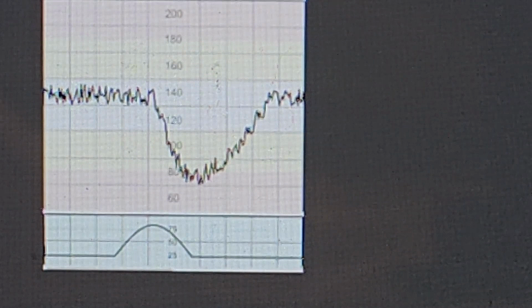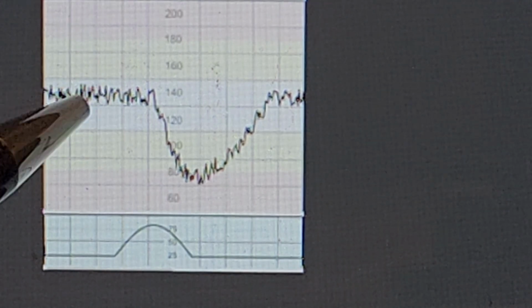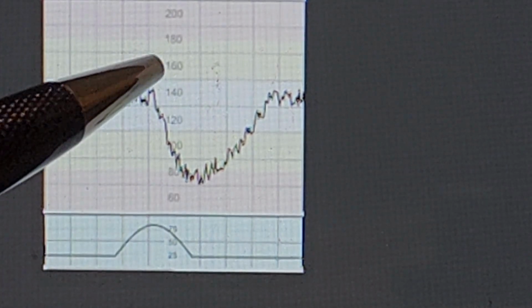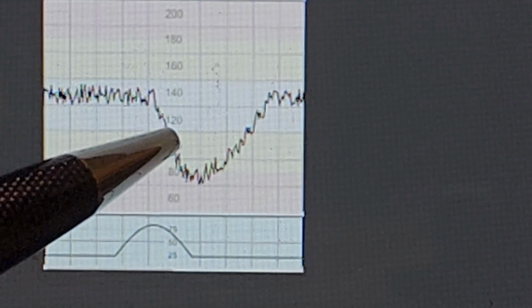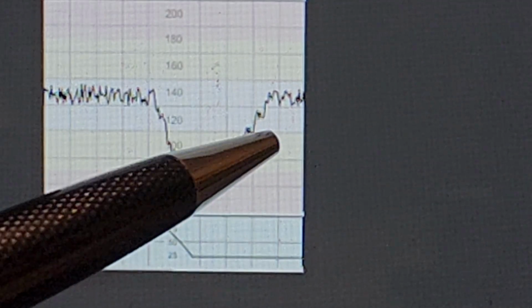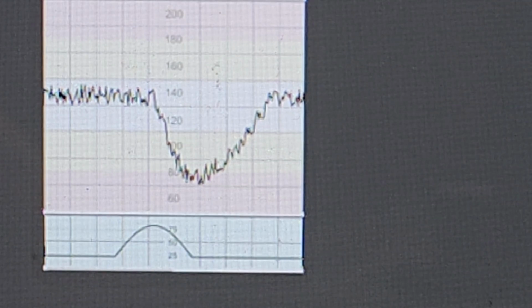As you can see, fetal heart decelerated from 140 as a baseline, and then the contraction started. Baby did well for a few seconds, and then the baby decelerated, the contraction recovered, and then after some time the fetal heart recovered. As I said before, it's uteroplacental insufficiency.